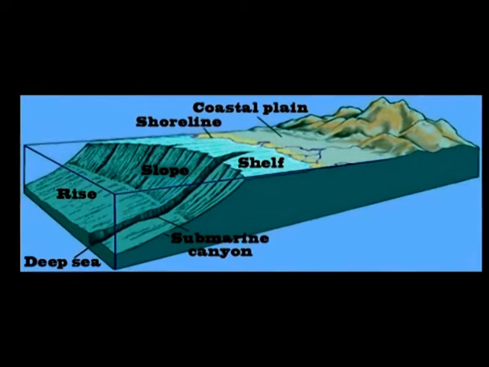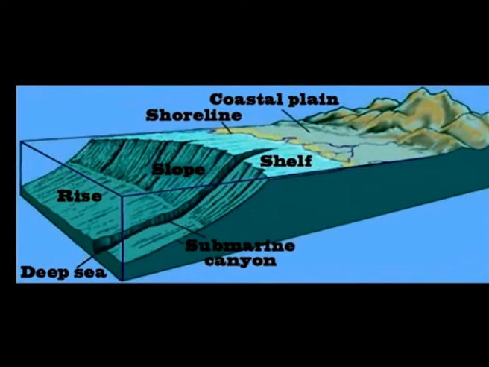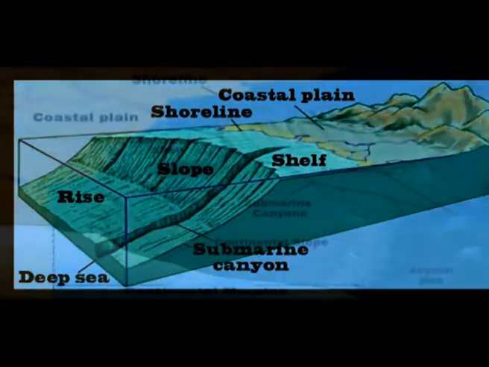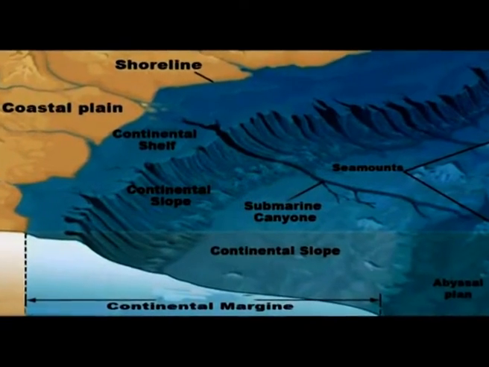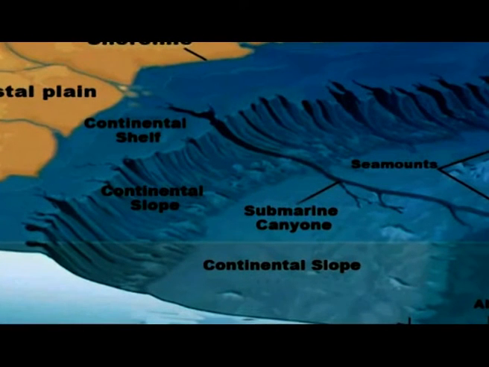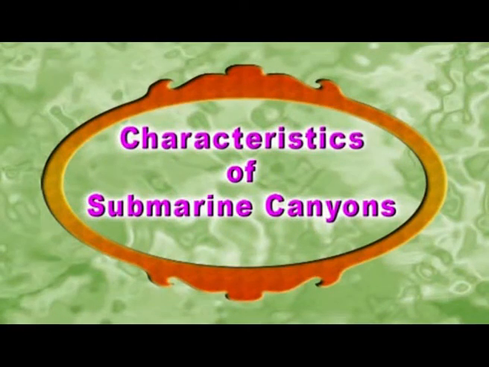Smaller erosional features on the continental slope are commonly called gullies. However, there are no straightforward criteria to distinguish canyons from gullies. There are hundreds of submarine canyons existing in the continental shelf and slope regions of many oceans. The depth of these canyons also varies from 600 meters to 3000 meters. The following are the characteristic features of submarine canyons.